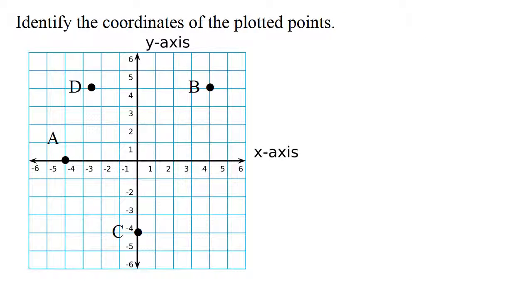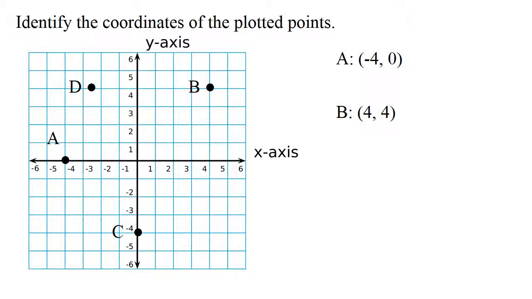Alright, this is another type of problem. They may give us some points and ask us to identify the coordinates. So A, notice A is 1, 2, 3, 4 spots to the left from the origin, but not up or down. So (-4, 0). B is 1, 2, 3, 4 to the right, and 1, 2, 3, 4 up. So its coordinates are (4, 4).